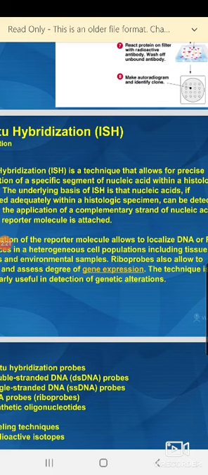The principle is a hybridization technique only, but here what we are doing is in situ, that means we are fixing the cell or the tissue and we are searching for our gene of interest or our DNA fragment, whether that is there or not, and if it is a gene, whether it is expressing or not.